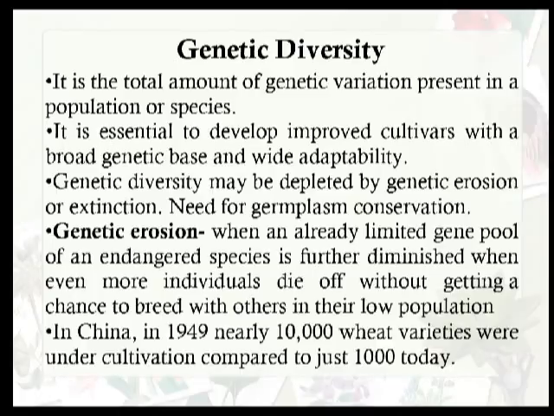A best example is China, where in 1949 nearly 10,000 wheat varieties were under cultivation compared to just 1,000 today. You can say less than 10% or nearly 10% of what was available in 1949. In some 50-60 years, 90% of the varieties have been eroded.